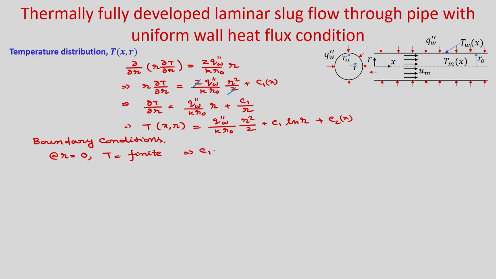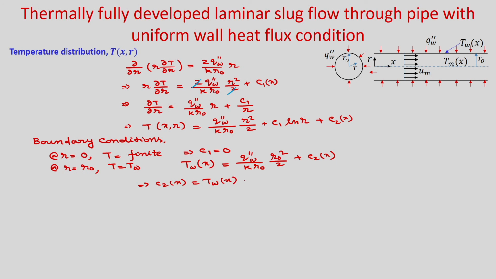So, C1 is 0, and at r equal to r naught, you have wall temperature Tw. If you put it, Tw, which is a function of x, equals q″w by k, r naught square by 2, plus C2. So, you can see C2 will be Tw minus q″w r naught by twice k.